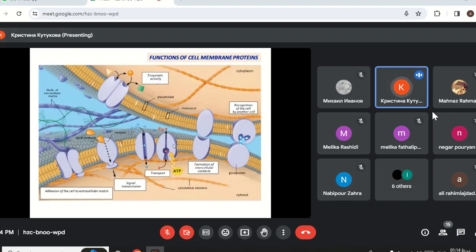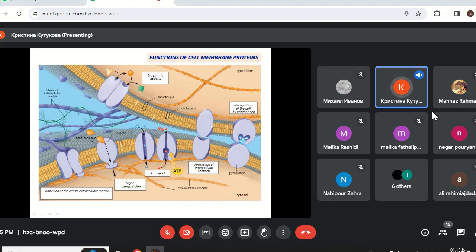ATPase means that it breaks down ATP to ADP and phosphorus, and this causes release of energy, and this energy makes it possible to pump the ion through this ion pump against the concentration gradient, from the cell outside or backwards in different cases.